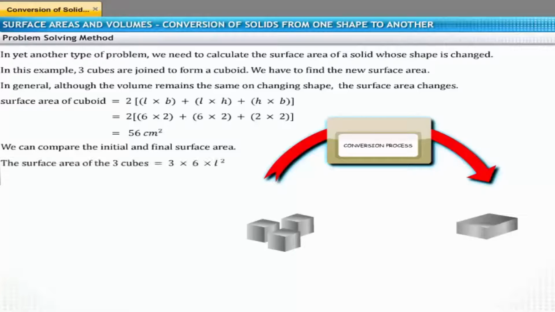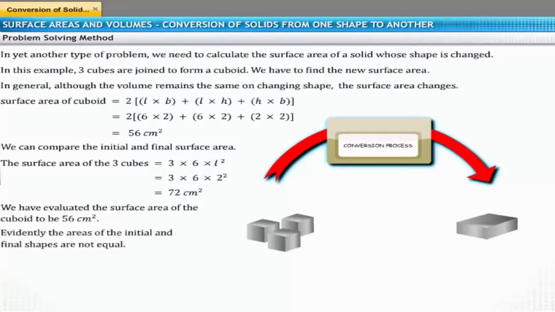The surface area for the 3 cubes is equal to 3 into 6 into L square, where L is the length of the side of a cube. This evaluates to 72 square centimeters. We have evaluated the surface area of the cuboid to be 56 square centimeters. As is evident, the areas are not equal.